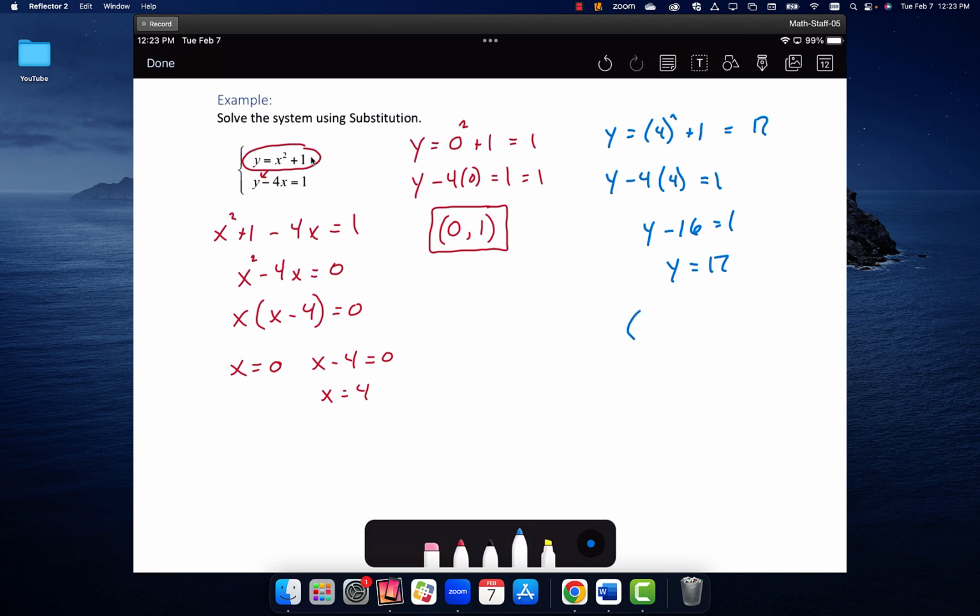That means (4, 17) is a point where the two graphs intersect. So it looks like the graphs are intersecting in 2 locations. Let's see if that's true when we graph it.